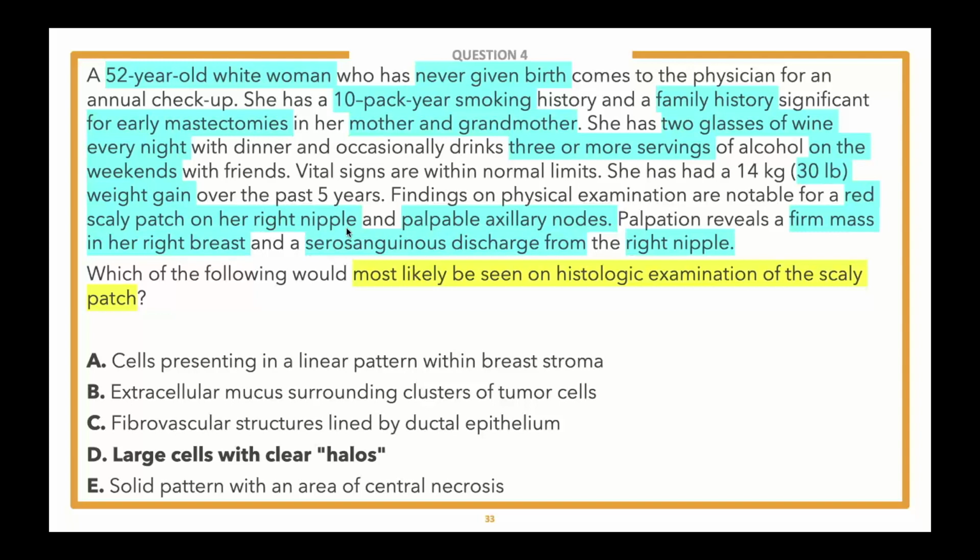So the best answer choice here is D, but that obviously came after knowing, step one, that this was Paget's disease of the breast. So hopefully you guys learned a lot from today's session and learned how we like to dissect questions. And I will hand it off to you, Sean.